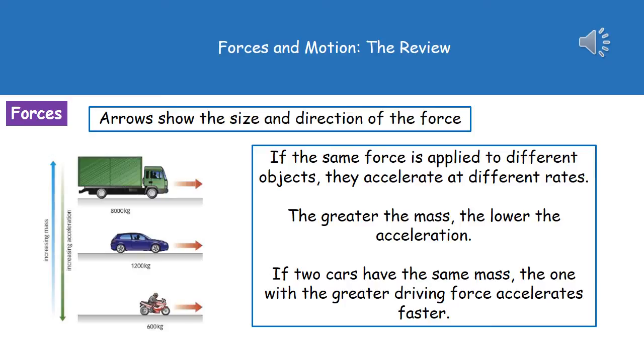What we've got in that diagram then are three different vehicles. We've got our lorry, which is 8,000 kilograms, our car 1,200 kilograms, and the motorbike 600 kilograms. They all have the same force acting on them to move them towards the right hand side, to move them forwards. So if we apply the same force to different objects, then they accelerate at different rates. The pattern is that the greater the mass, the lower the acceleration will be. If we've got two vehicles that have the exact same mass, the one that's got a greater driving force is going to accelerate faster.